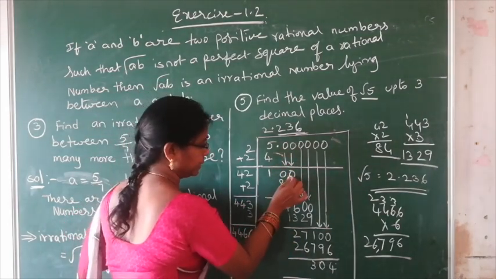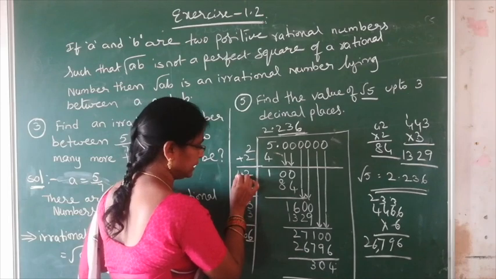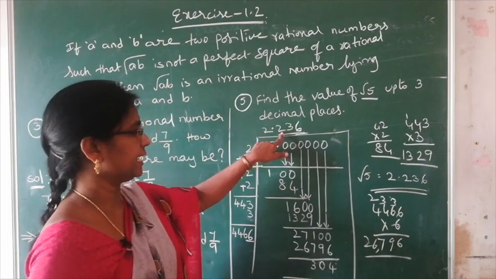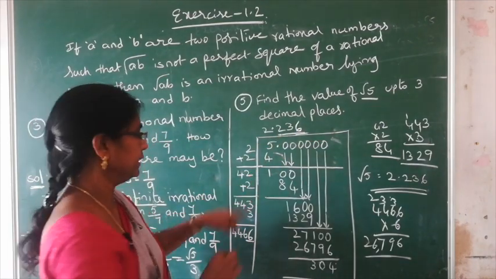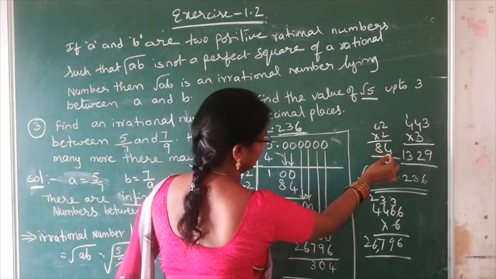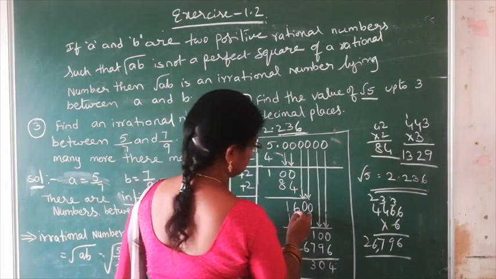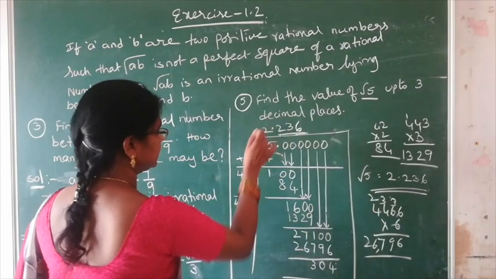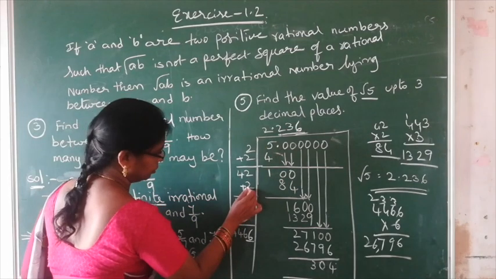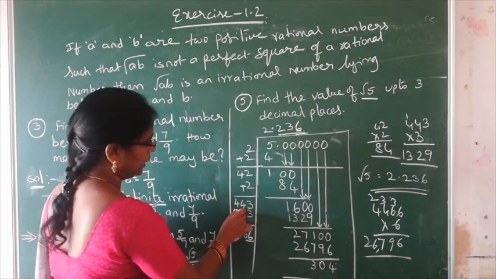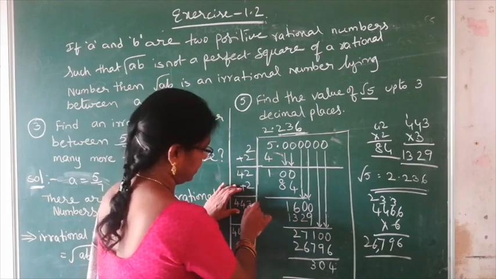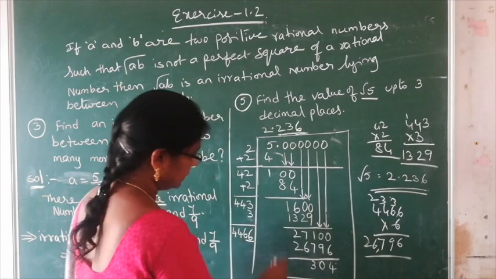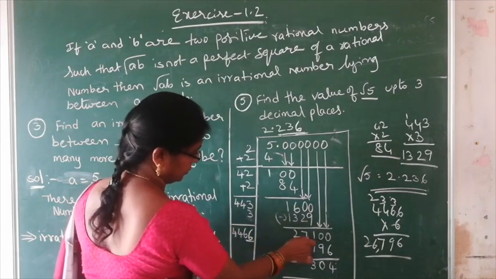Then the number is 100. Then 42, 4 is there. Which one do we take? 2. When you take 2 in the divisor, you also write it in the quotient. Then 42 into 2 is 84. Next, the remainder is 16. Then again bring down 2 zeros, the number becomes 1600. Now what is the divisor here? We add the 2: 42 plus 2, 44. Which number do we take now? 3. Then 443 into 3 is 1329. Then 1600 minus 1329 is 271.